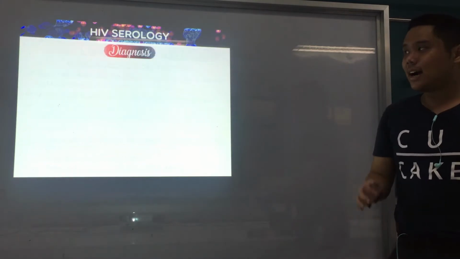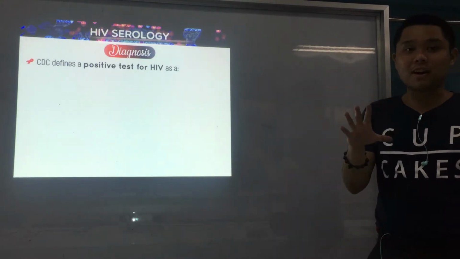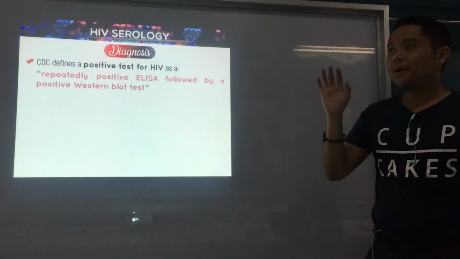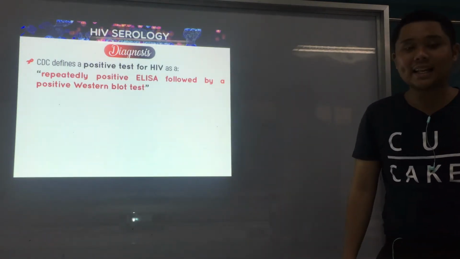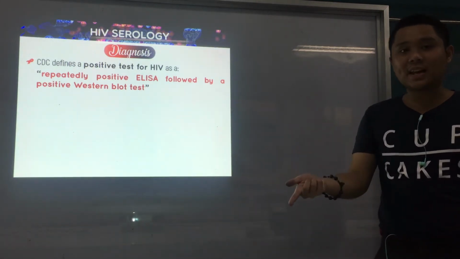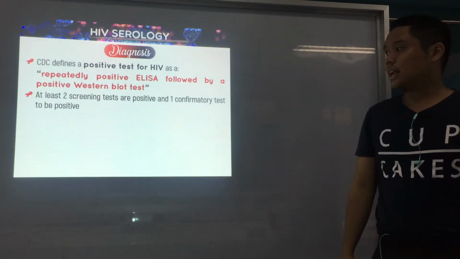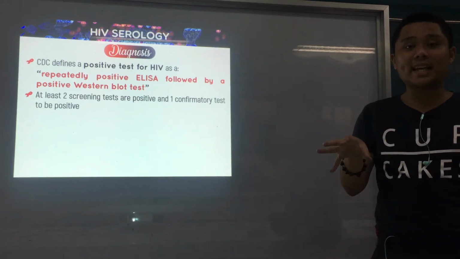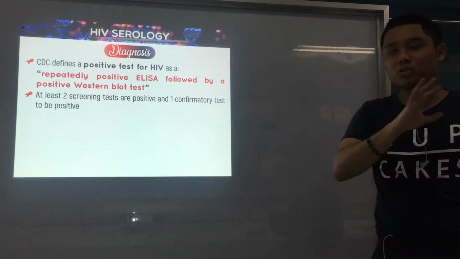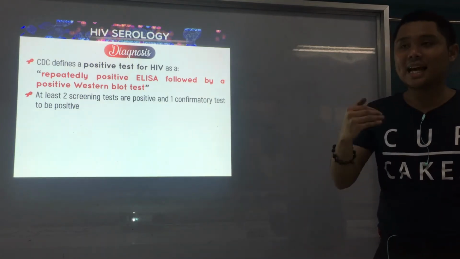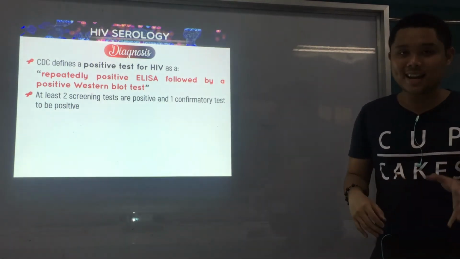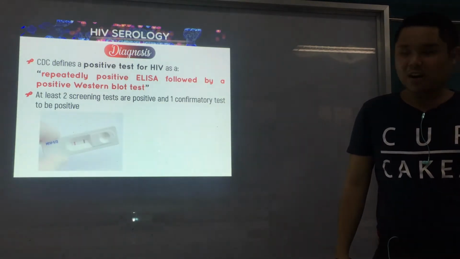And according to the CDC, for the longest period, for the last years, their criteria for a positive HIV result is a repeatedly positive ELISA followed by a positive Western blot. So you have at least 2 screening tests positive and 1 confirmatory positive. Once you're positive on screening, you subject it to the confirmatory, which is Western blot. That is the general testing algorithm or testing procedure for HIV for the longest years.